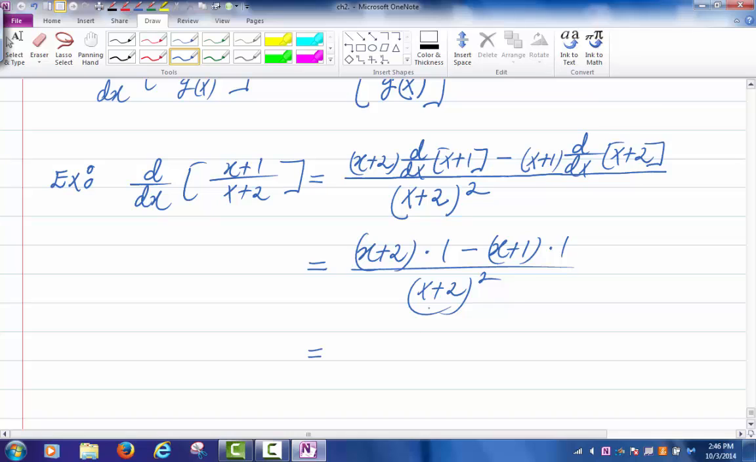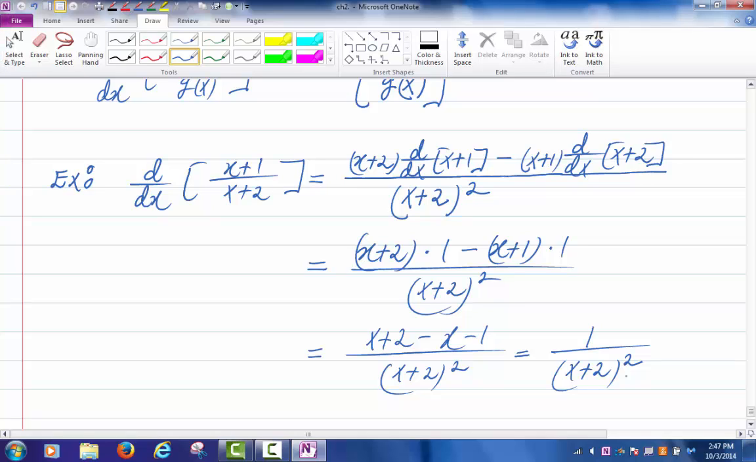And what do I get here? x plus 2 minus x minus 1. And this is going to be what? 1 over x plus 2 squared. Is everybody okay with that? Any questions on that? So that's the quotient rule.